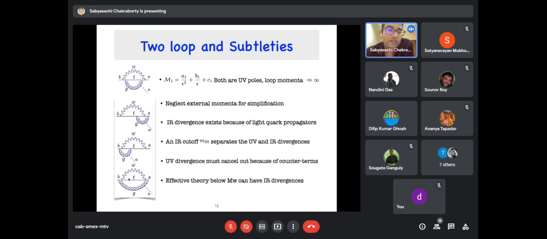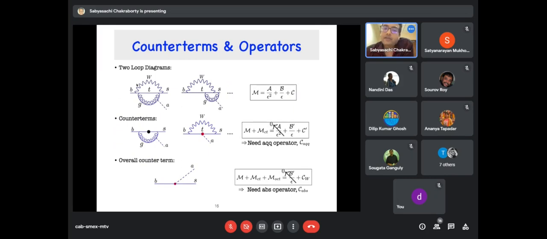All the rest of the diagrams have both UV and IR poles. And we separate the UV and IR poles by adding a fictitious mass to these quark lines, quark propagators. So very schematically, we start with all this AGG dual coupling. So these two-loop diagrams contribute, and they give us a double pole, single pole, and a constant term. Now I have to find out the correct counter terms to get rid of these divergences.